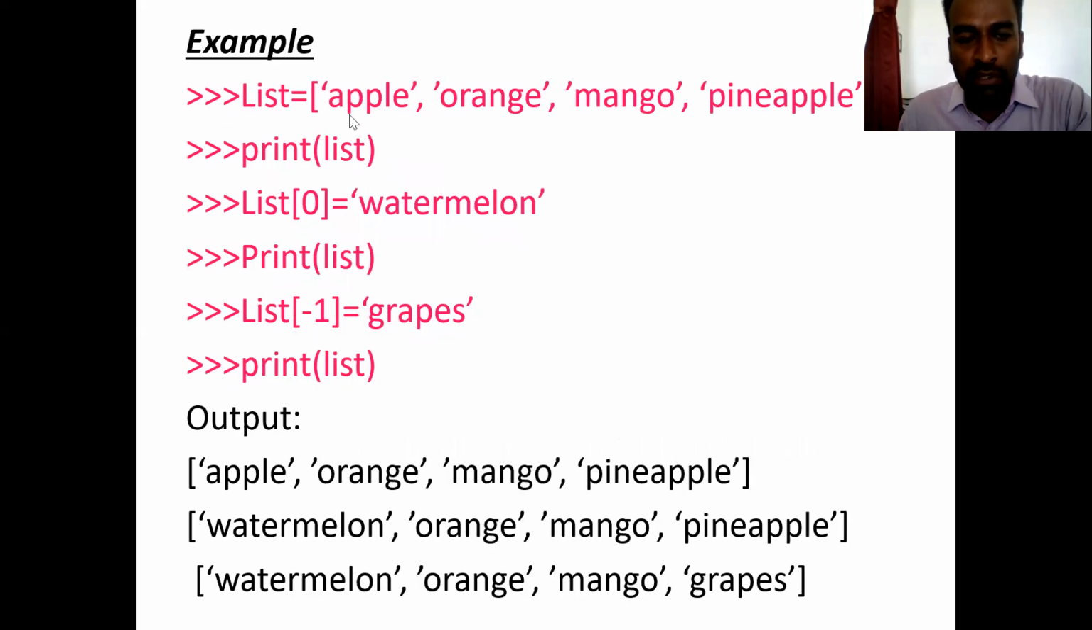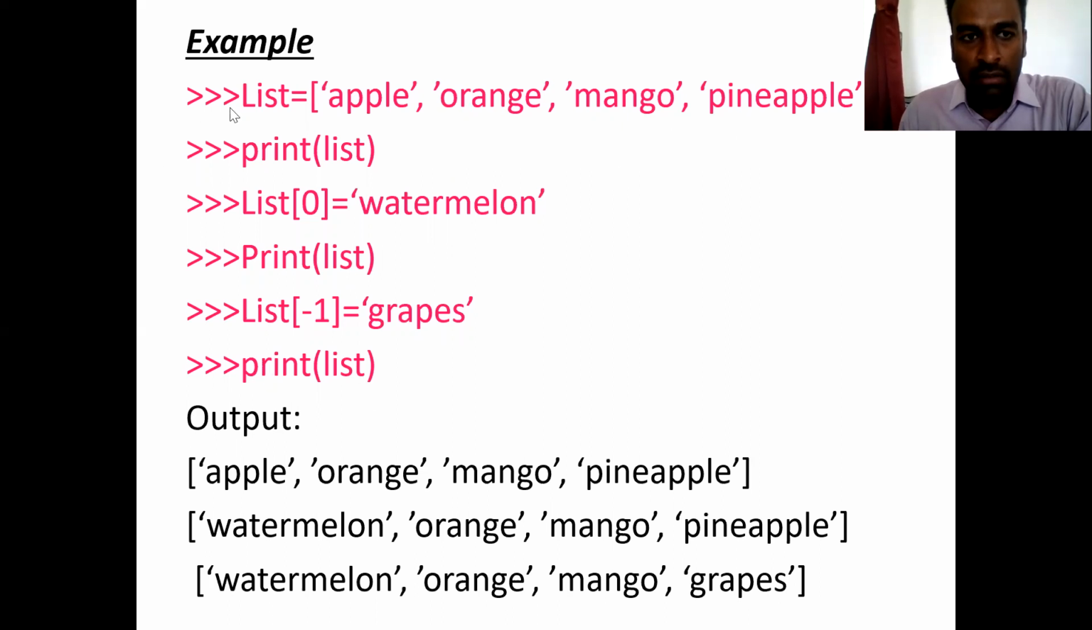So let's see the example. List of fill orange, mango, and pineapple. To print the list. So list[0] equals we have to add at the index of 0. And then print list. And then list[-1] equals grapes. So here we add the grapes element in the list at minus 1, that is from right to left.